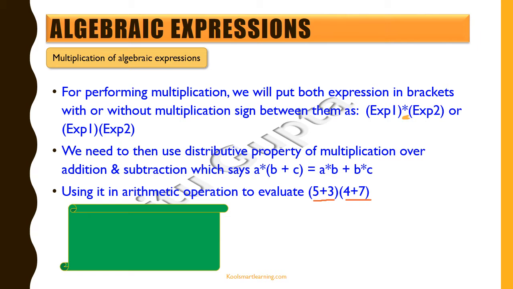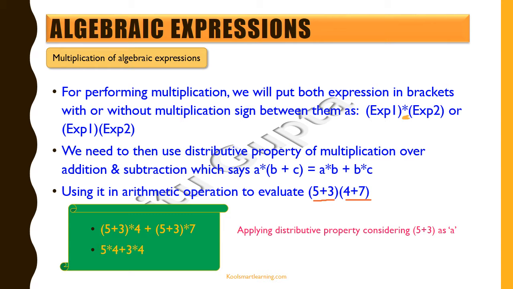Using the distributive property, we'll make it 5 plus 3 multiplied by 4 and then 5 plus 3 multiplied by 7, and we'll then add the two. And then again we'll apply the distributive property to make it 5 multiplied by 4 plus 3 multiplied by 4, and to the second part we'll say 5 multiplied by 7 and 3 multiplied by 7.